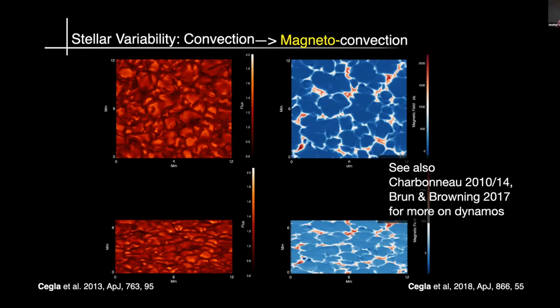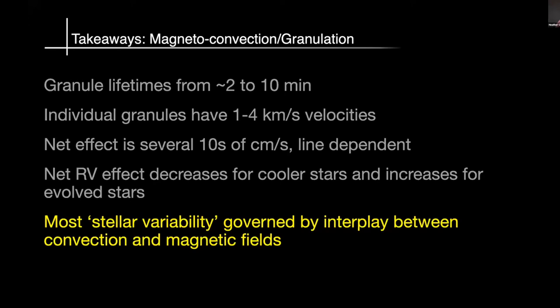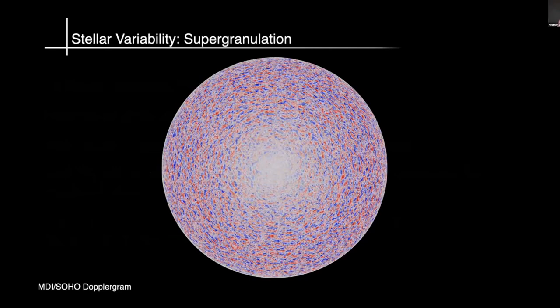So the takeaways I mentioned, but one thing I didn't mention is that the net RV effect decreases for cooler stars and increases for more evolved stars. And that has to do with the contrast of the granules to intergranular lanes and the lifetimes as well. But the key takeaway is that the convection and magnetic field have an interplay and sort of drive everything here. These collections of individual granules can form supergranules with a diameter of about 30 megameters.